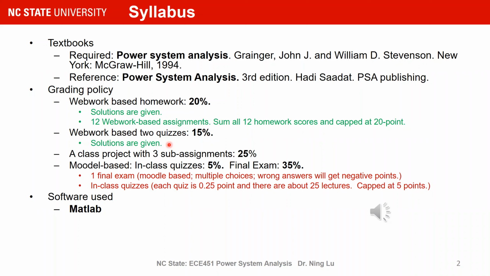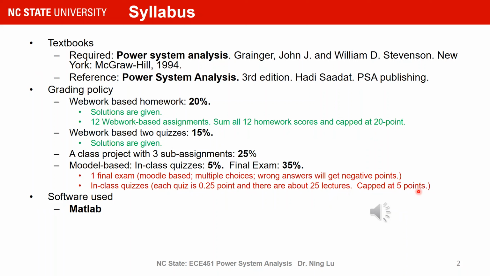The class project has 3 sections. It's worth 25 points total. I'll give you an example later on for how the class project will be arranged. For the in-class quizzes, there will be one after each lecture. I'll give you either an hour to fill that out or until midnight of the same day. I am still working on that and will see which one works better.